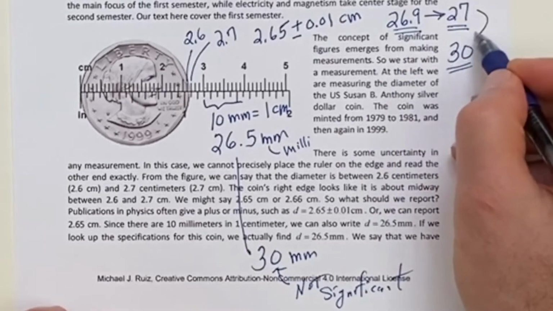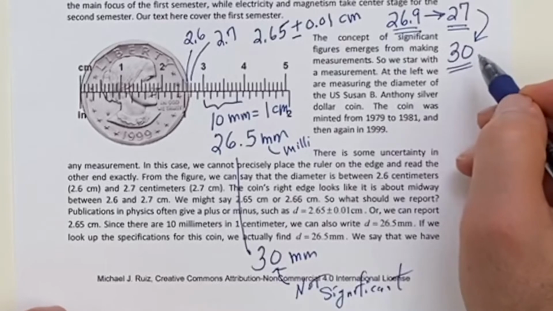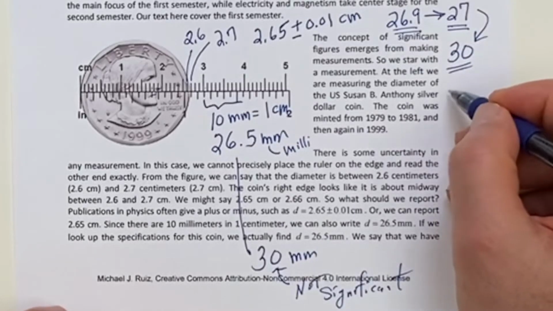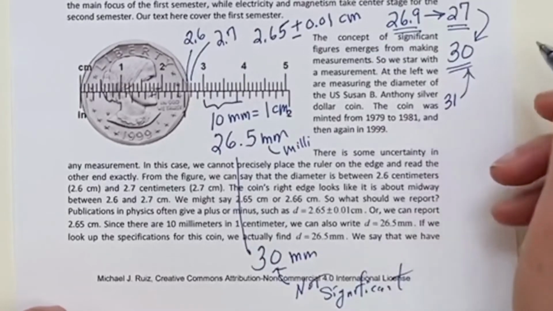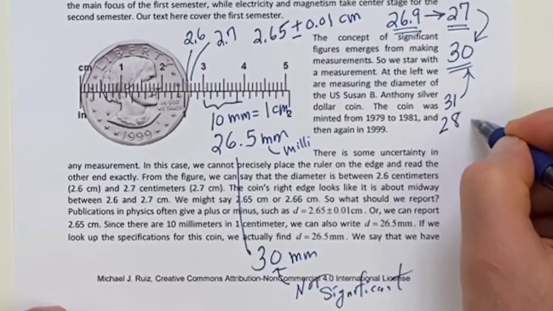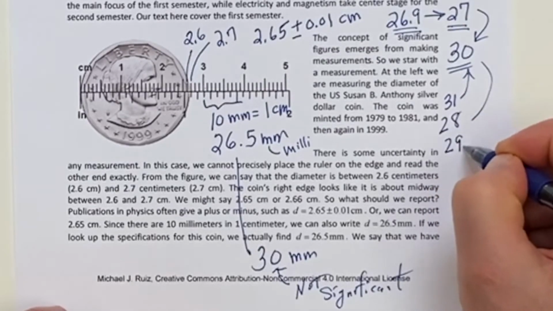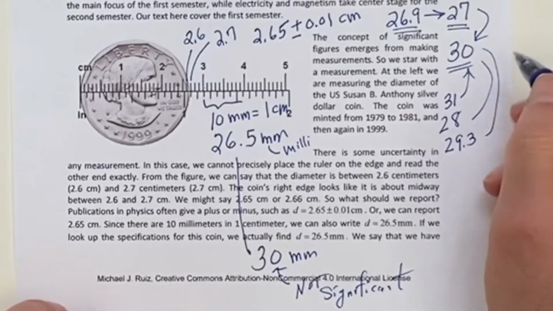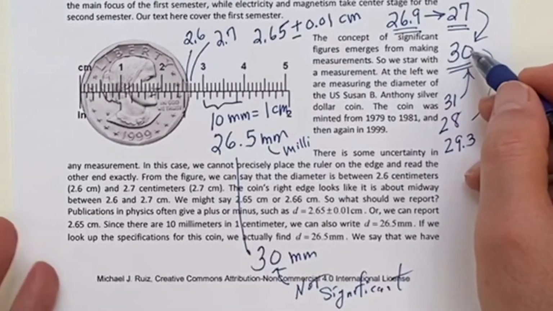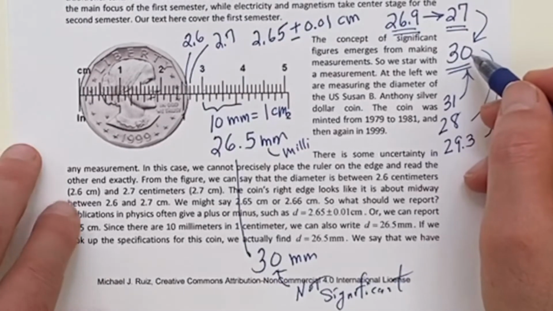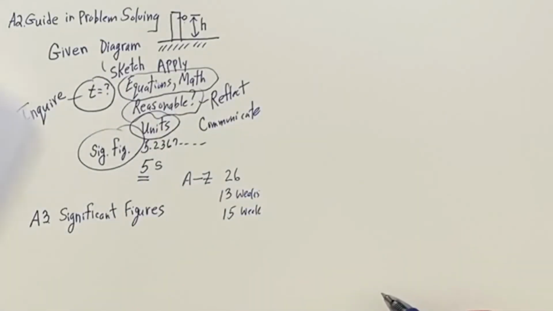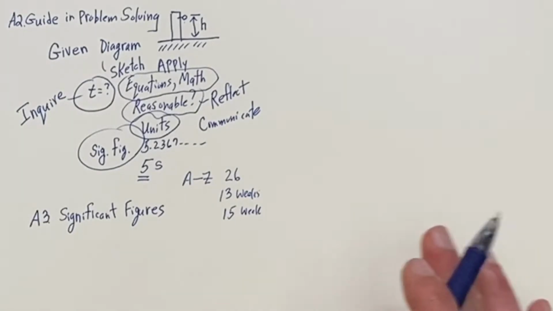But if you push it to 30, it's not definitely a 30, because a 31 would be pushed to 30, a 28 would be pushed to 30, 29.3 would be pushed to 30. So the 0 is not significant. That's our first rule: a 0 is not significant when it's at the far right.